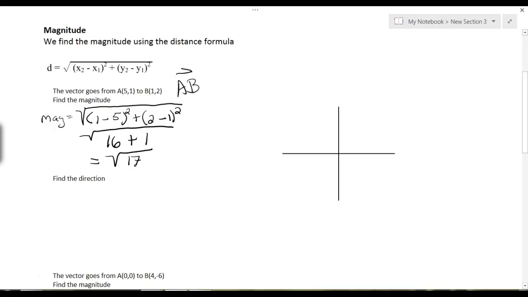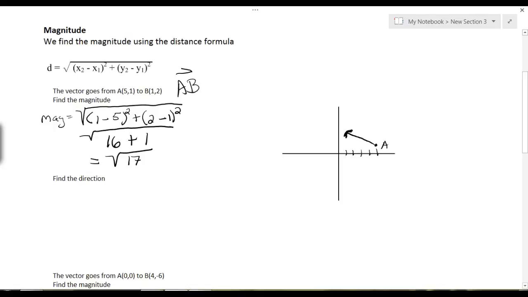And 17 is a prime number, so I can't take anything out of that to simplify the radical. Now to find my direction, again like we looked at in class, it's often easier to graph the points so that you can get an idea of which way your vector is pointing to make sure that you are doing your math correctly. So I'm going to graph point A: 1, 2, 3, 4, 5, and up 1. That's my point A. And point B is 1, 2. So this is my vector.